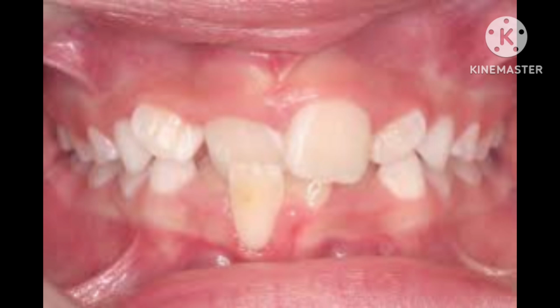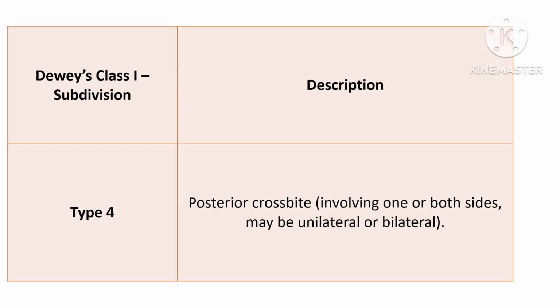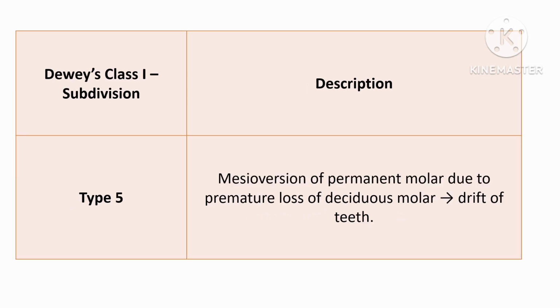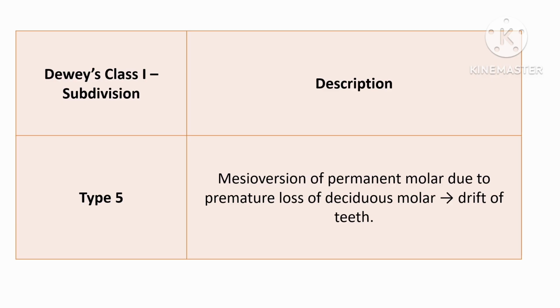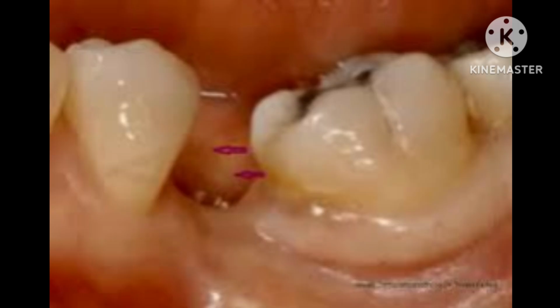And type 4 is posterior crossbite, which may be unilateral or bilateral. And type 5 is mesial drift of molar due to premature loss of deciduous molar. The essence of this classification is that even with the class 1 molar relationship, different malalignments can occur, which helps in diagnosis and planning the appropriate treatment.